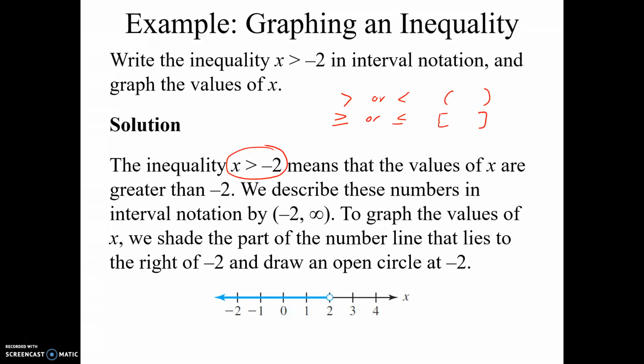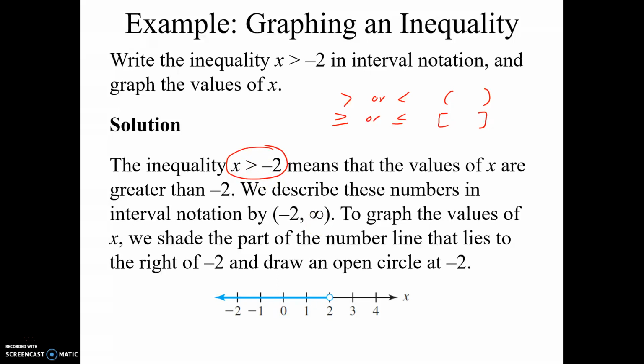So this inequality, the set of all numbers that are greater than -2, is represented by parentheses -2, comma infinity. Now, why is it -2, comma infinity? Because the numbers are getting larger and larger and larger. We want the set of numbers that are greater than -2. When numbers get infinitely large, they approach infinity.